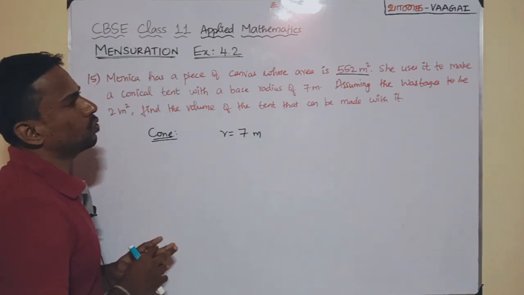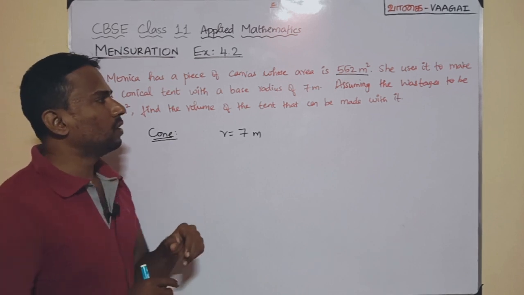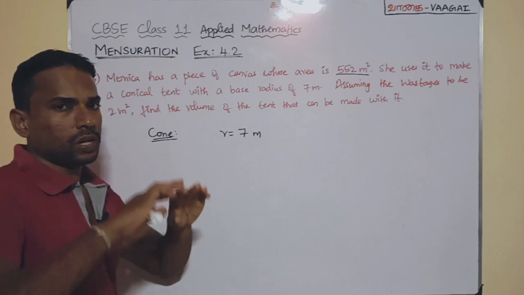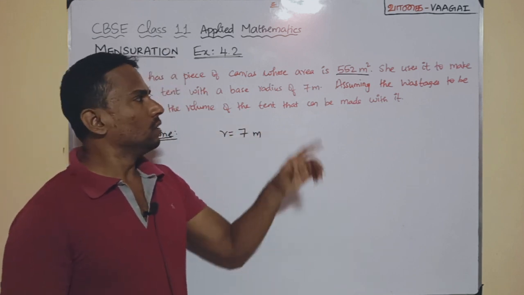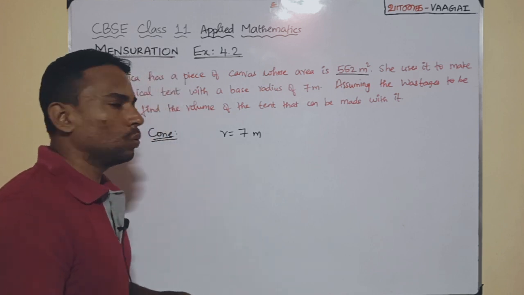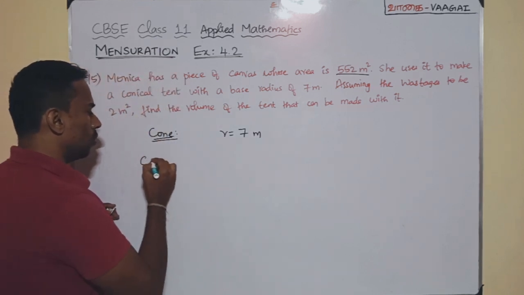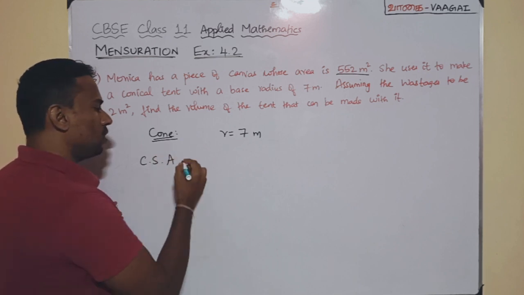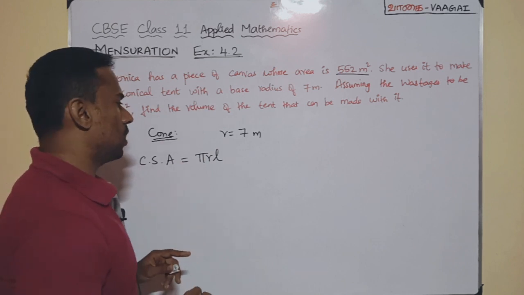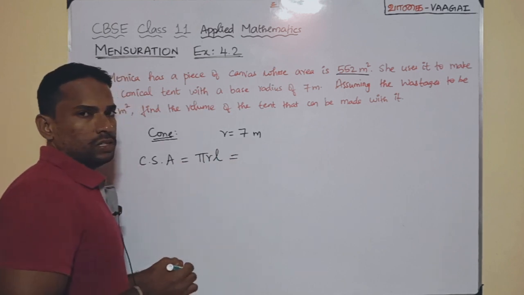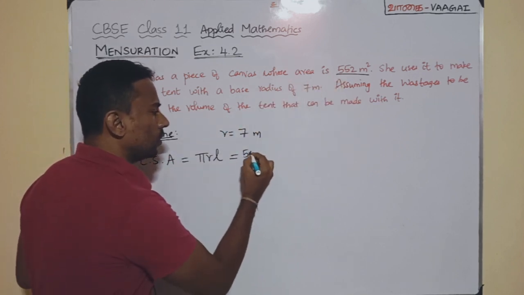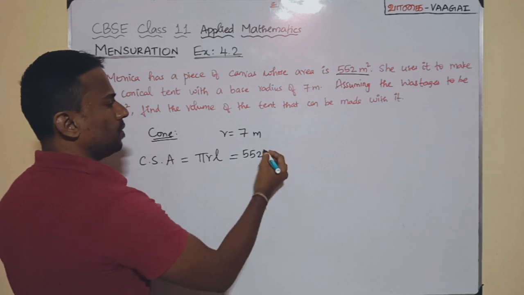So first of all, I need to be clear in what way this area will be used. Now she is going to construct a conical tent, which means this area she is using to construct will correspond to the curved surface area of this cone. So it corresponds to the CSA. We know CSA is going to be what? Pi RL for a cone. CSA is pi RL. Now pi RL is going to be nothing but this 552, but when you exclude the wastage, it's going to be minus 2.